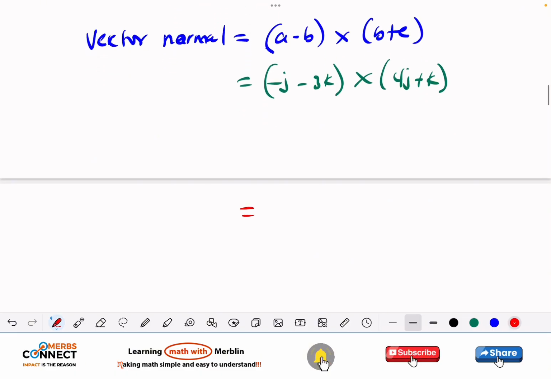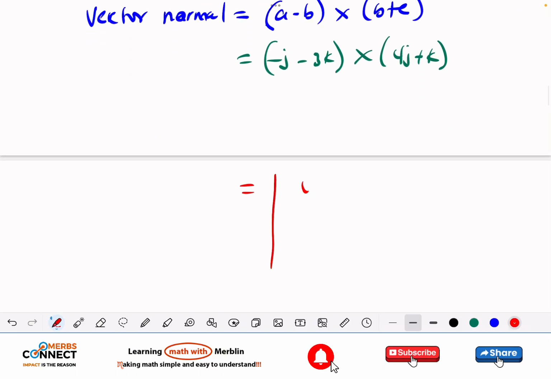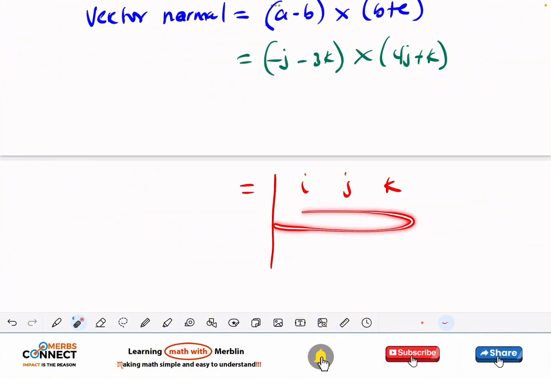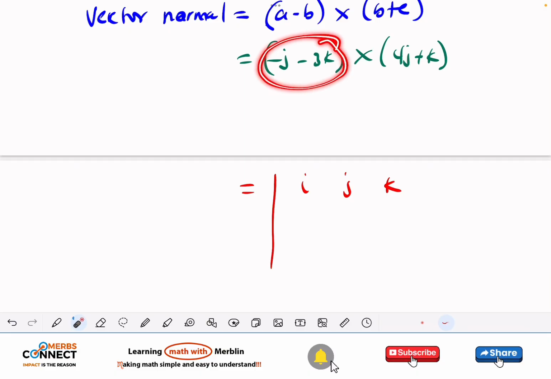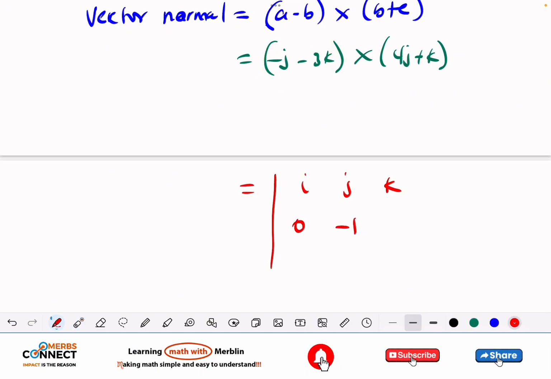So this is going to be equal to i, j, k, and then the first one will occupy the second row, the last one will occupy the last row. So this one, there is no i, so we are assuming that the i part is 0. We are going to have -1 and -3. This one too has no i, so we are going to have 0, 4, and 1.